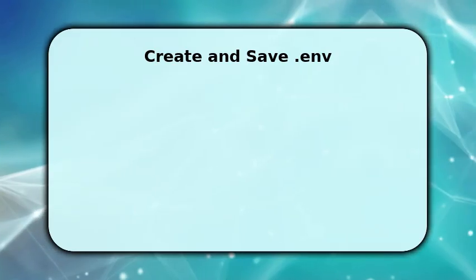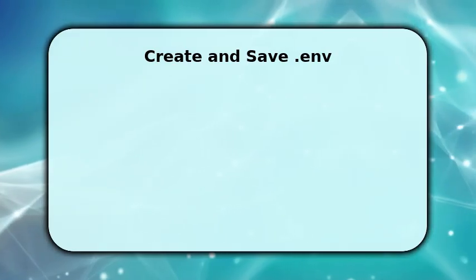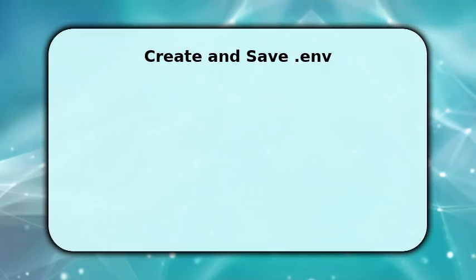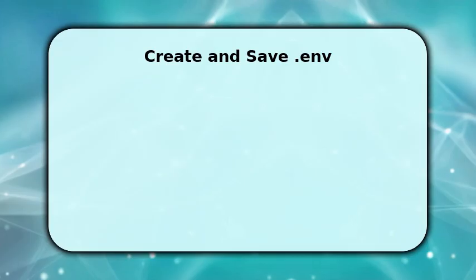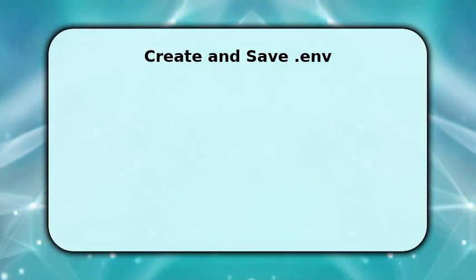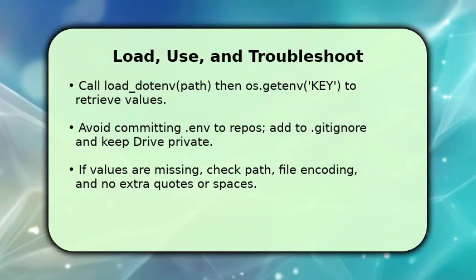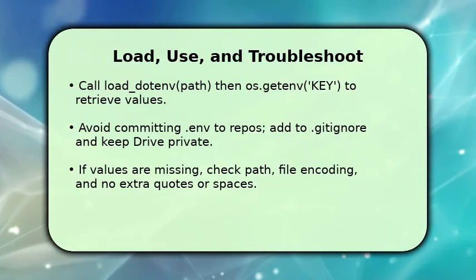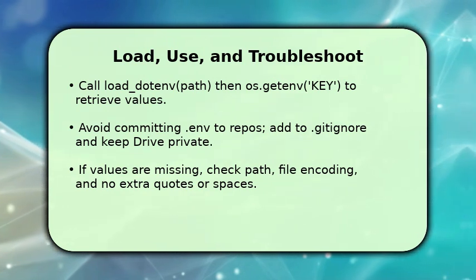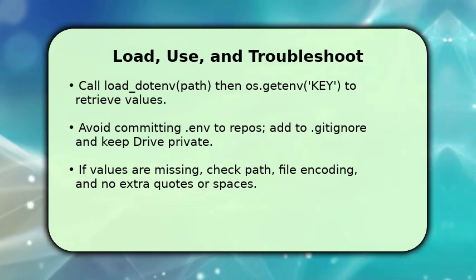Then install and import python-dotenv and call load_dotenv(path) to populate os.environ. This approach keeps code clean, prevents accidental prints, and ensures other cells can access variables by name. Finally, load the file using load_dotenv with the explicit file path, then use os.getenv or os.environ.get to access keys in your code.